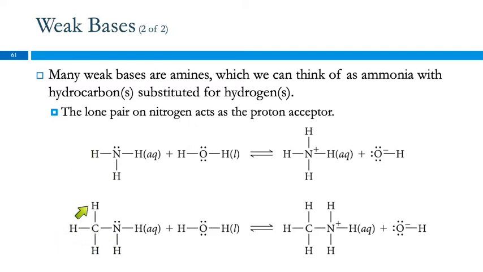This is methylamine, very similar to ammonia, but instead of a hydrogen over here, we have a carbon with 3 hydrogens on it. This is a methyl group. And so the nitrogen acts the same way. It'll take a hydrogen ion from the water, and so here we have the hydrogen ion on here. We get a positive charge on the nitrogen, and we have hydroxide ion forming.